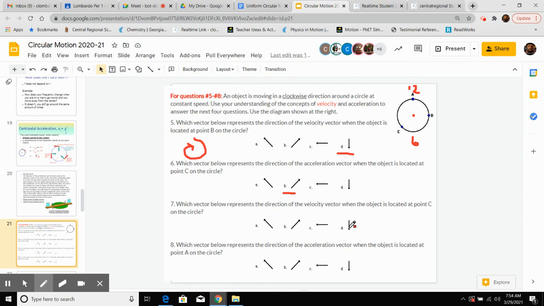Next one. 7. What direction would the velocity vector be at point C? It's going around clockwise. A. A is right. All right. Essentially, these are what they should wind up looking like. These are your velocity vectors. Now, just imagine they're straight lines because I couldn't quite make them. But those would be your velocity vectors. So, yes, A for that one.